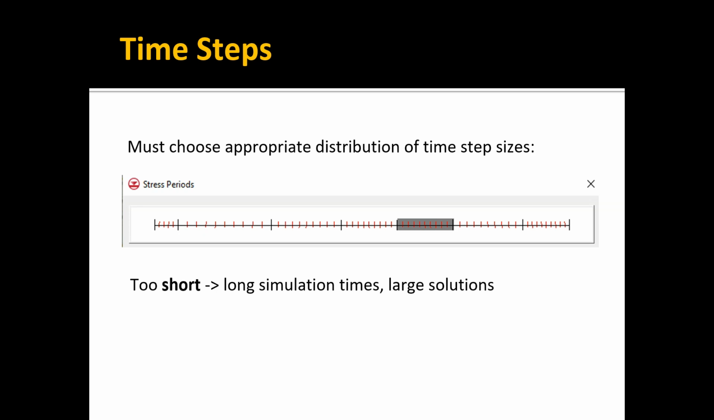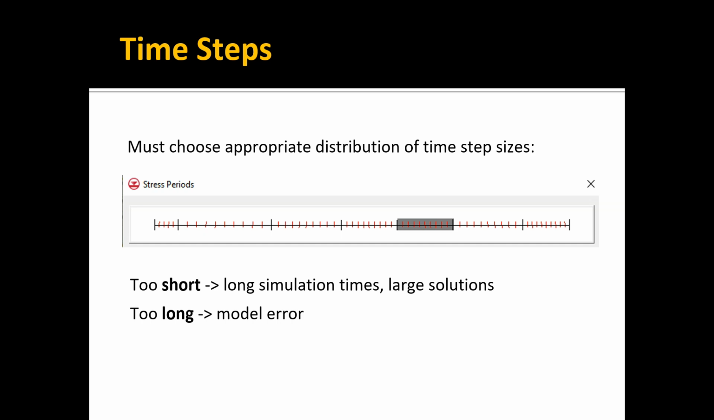If your time steps are too short, maybe you go with a time step of every day over a 10-year simulation or something. You're going to have an accurate solution, but you're going to have a really long simulation time and maybe a large solution to look through. However, it should be said that on your output from a transient simulation, you don't have to have it output a set of heads at every time step. You can choose exactly what interval you want your heads output. But if you make your time steps too long, you can get model error.